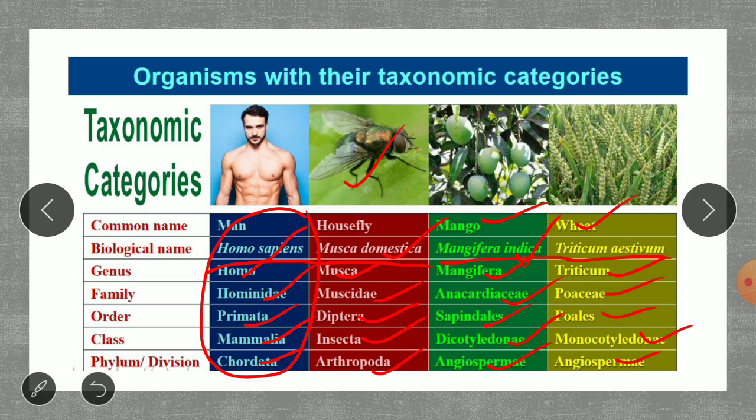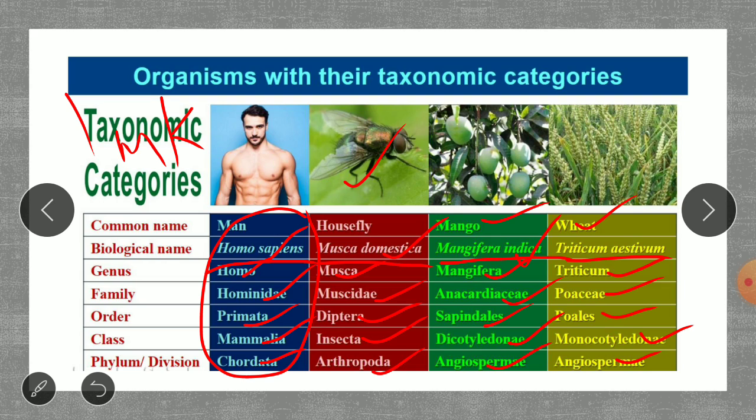This is going to be certain taxonomic categories with examples. From the exam point of view, if you are not able to remember all this, at least try to remember the biological names of the organisms, which are usually asked for 1 or 2 marks. Write the scientific name of man, write the scientific name of housefly. At that time, you should be able to write at least the scientific names.